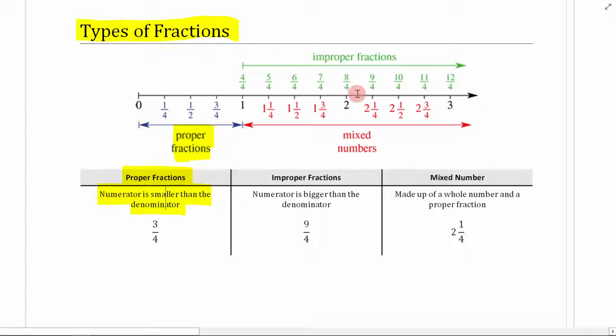Now, we're going to consider fractions or numbers that are greater than 1. There are two different ways of representing numbers greater than 1. One way is through improper fractions, and the other way is through mixed numbers. So let's talk about this for a second. What is an improper fraction? An improper fraction is when the numerator is bigger than the denominator.